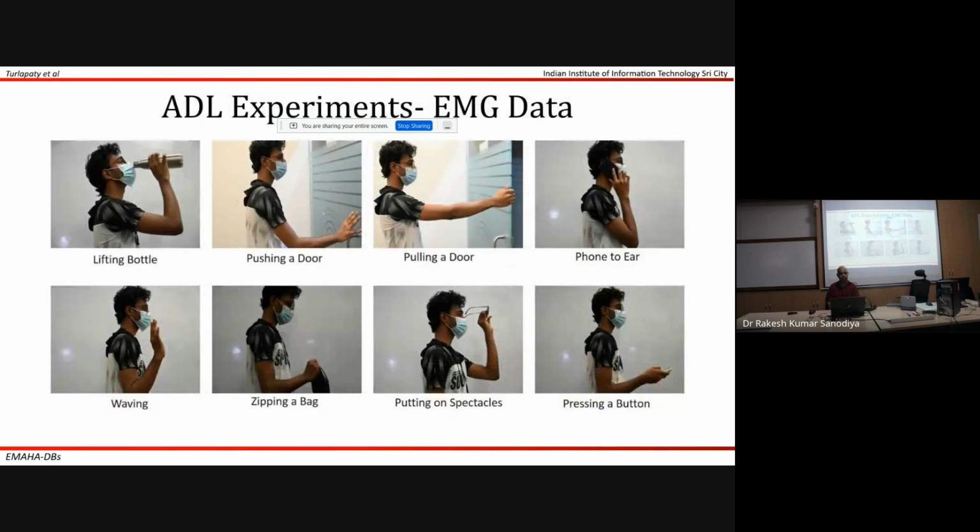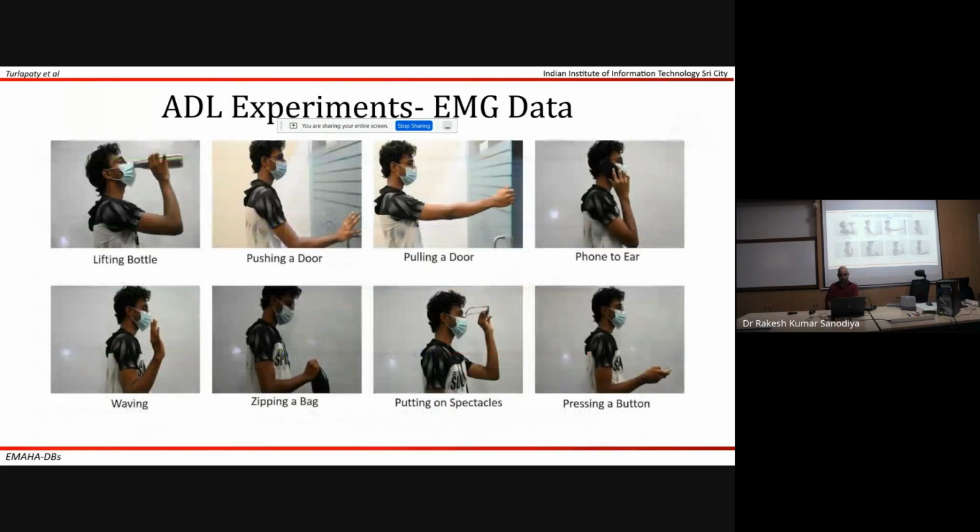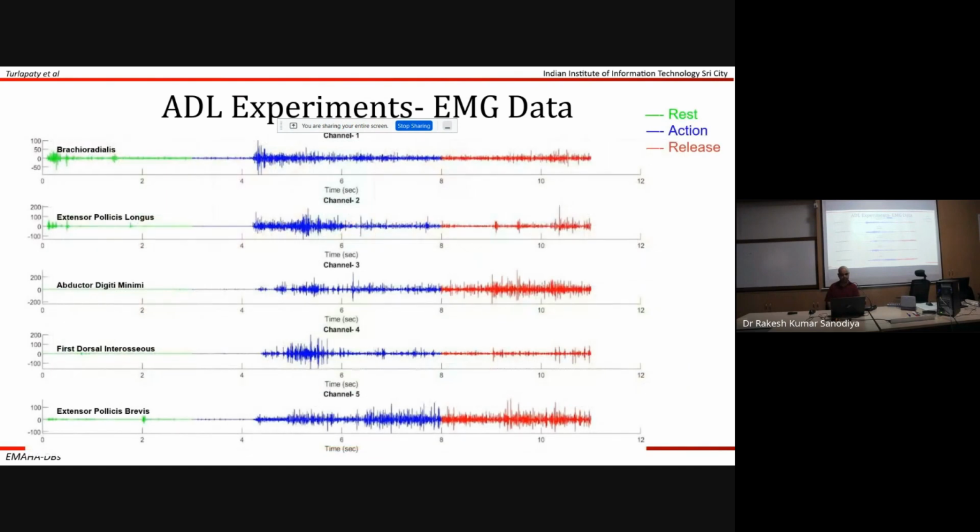So as I said, these are the activities. And these are the signals corresponding to the activity lifting a bottle. So you can see that there are 5 different channels and then each signal has 3 phases, right? One is the rest, action, and release. So rest means where the person is supposed to not really move his muscles.